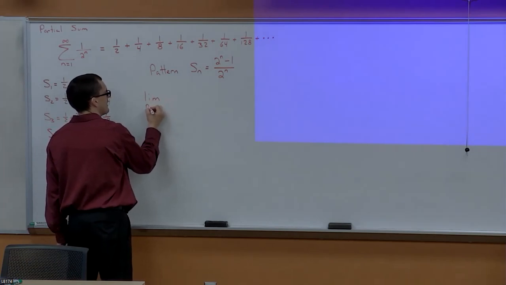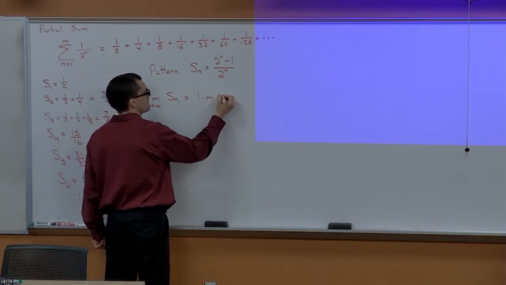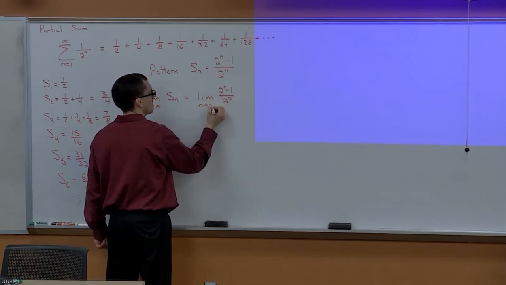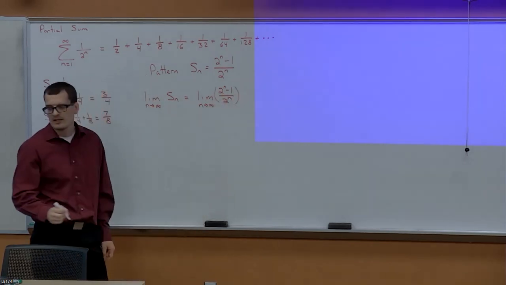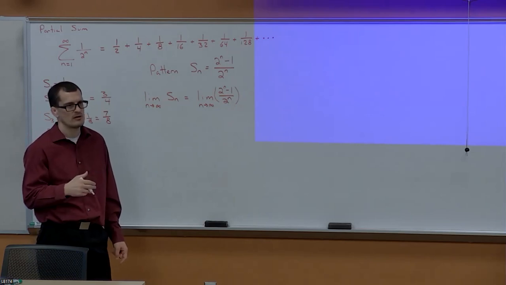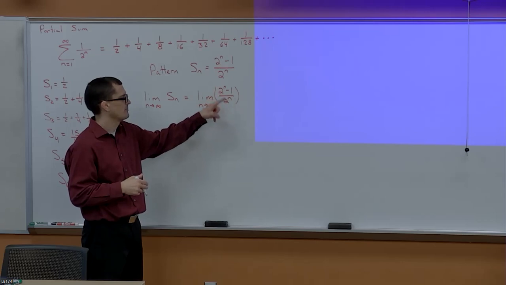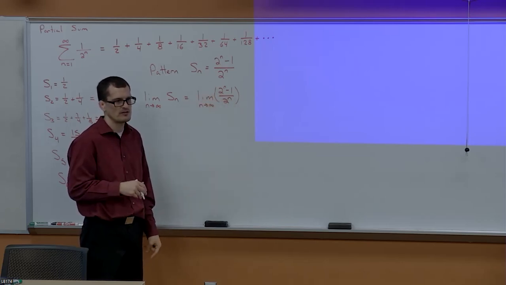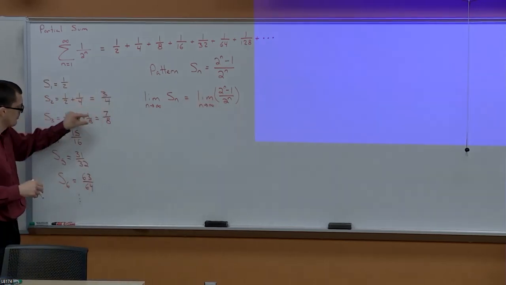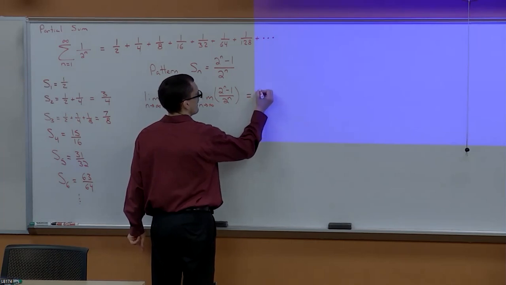That means the limit of the partial sums is going to be the limit of (2^n minus 1) divided by 2^n. Now you could convince yourself of this, or you could use L'Hopital's rule. If you use L'Hopital's rule, this minus 1 goes away when you take a derivative, and then the top becomes exactly the same as the bottom. It's 2 to the n times natural log of 2. So you could use L'Hopital's rule directly, or you could just convince yourself numerically, we're always getting a little bit closer to one, right? And so the limit of that is one.